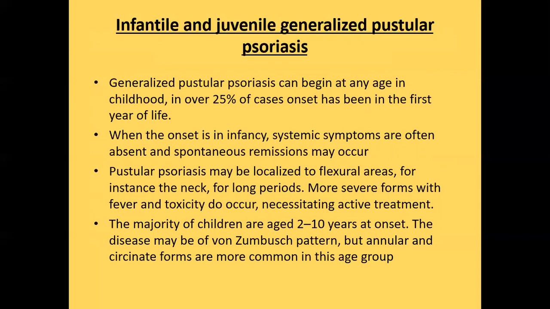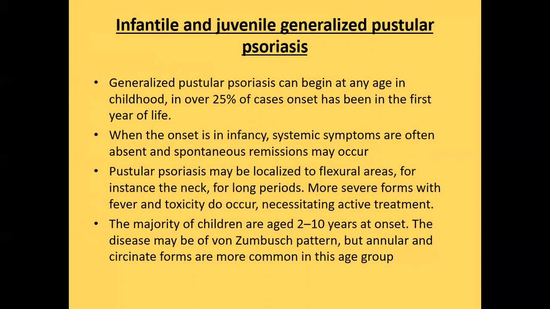The fourth form of generalized pustular psoriasis is infantile or juvenile generalized pustular psoriasis. Generalized pustular psoriasis can begin at any age in childhood, but 25% of the cases have their onset in the first year of life. Systemic symptoms are absent and spontaneous remission is possible. Pustular psoriasis may be localized to the flexural area and neck for a long period of time. Severe forms with fever and toxicity do occur, and this necessitates active treatment. The majority of patients with infantile or juvenile psoriasis are between 2 to 10 years.